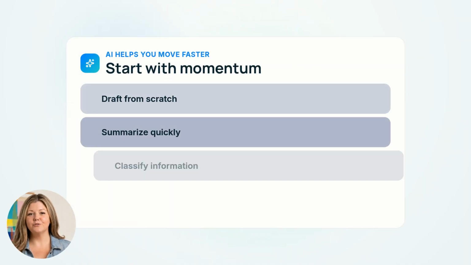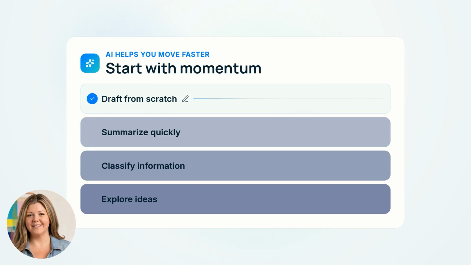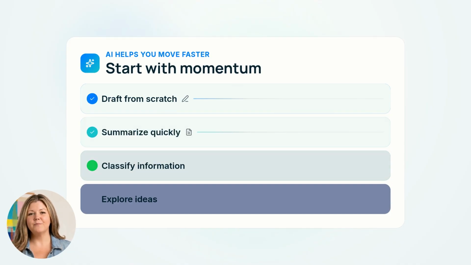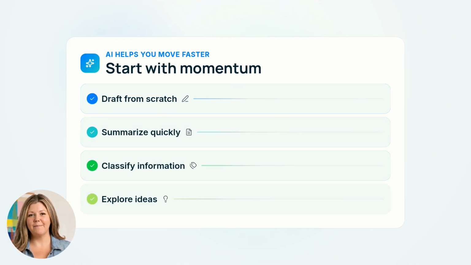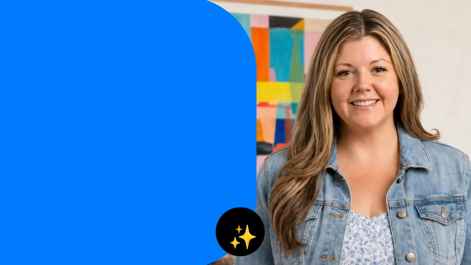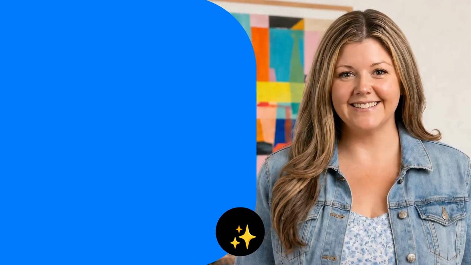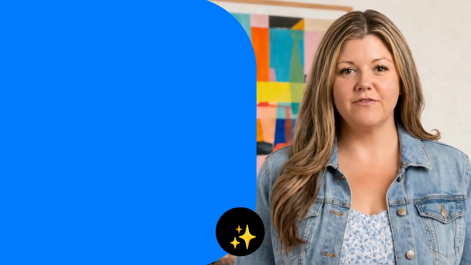AI is often most useful when it helps you draft, summarize, classify information, or explore ideas faster than starting from a blank page. At the simplest level, AI learns patterns from lots of examples, then uses those patterns to predict a useful next word, answer, or action. That's why it can help you draft, summarize, sort information, explore ideas, and create a strong first version for you to improve.